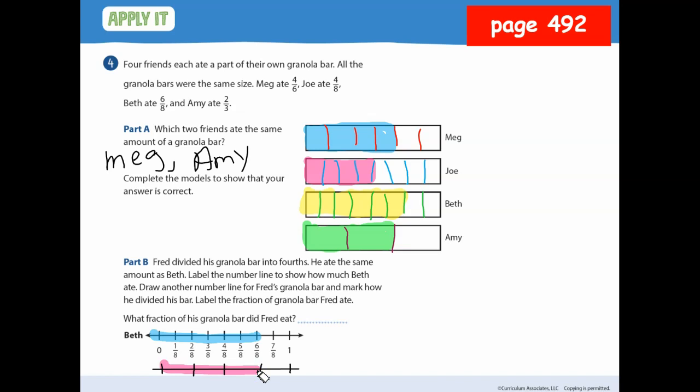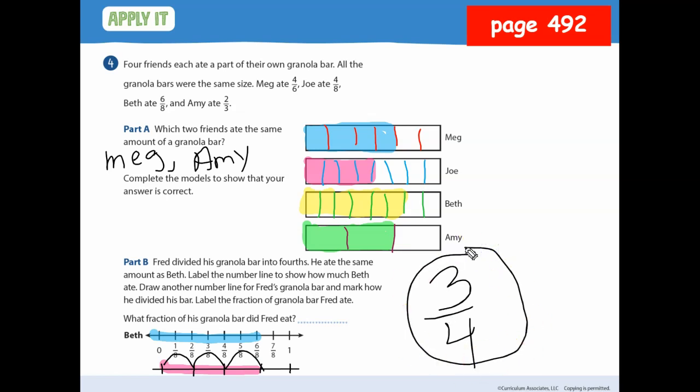What fraction of his granola bar did Fred eat? How much did I highlight on Fred here at the bottom? There's 4 sections. How many sections did I highlight? 1, 2, 3. So what fraction of his granola bar did Fred eat? 3/4, because it's the same amount as Beth. See? They both end at the same place. 6/8 is what Beth ate. 3/4 is what Fred ate. It's the same.